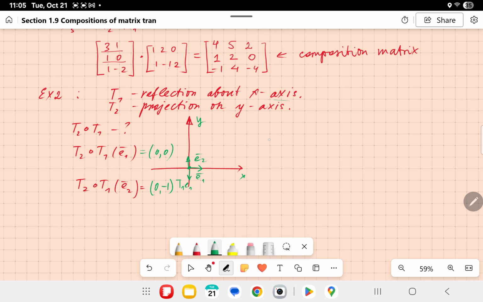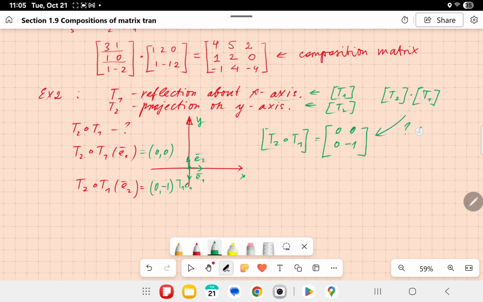So now my composition matrix T2, T1 is going to be just the first vector 0, 0 and the second vector 0, -1. And guys, I'm leaving it for you at home to verify that you are going to get the same result if you just calculate the matrix of this, and then multiply them, T2 by T1. Are you going to have the same? The question.